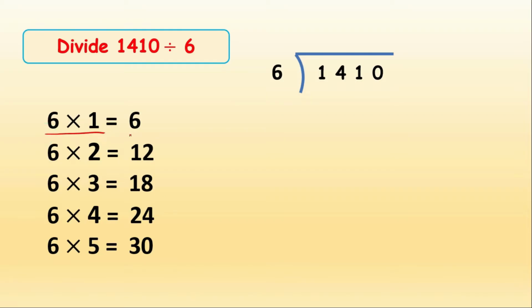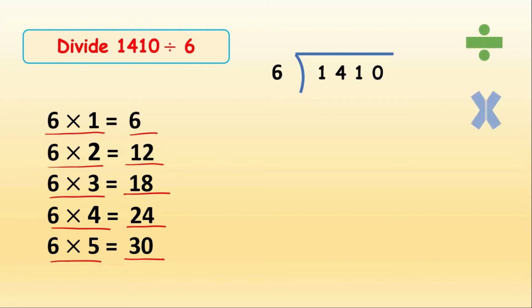6 times 1 equals 6. 6 times 2 equals 12. 6 times 3 is 18. 6 times 4 is 24. 6 times 5 is 30. Okay, the times table of 6. Got it? Now we have steps to divide. The first step, divide, and then times, minus, and drop. Let's show how to use these operations.